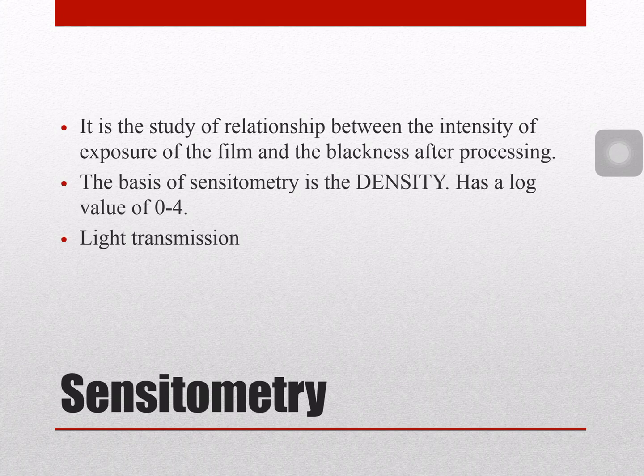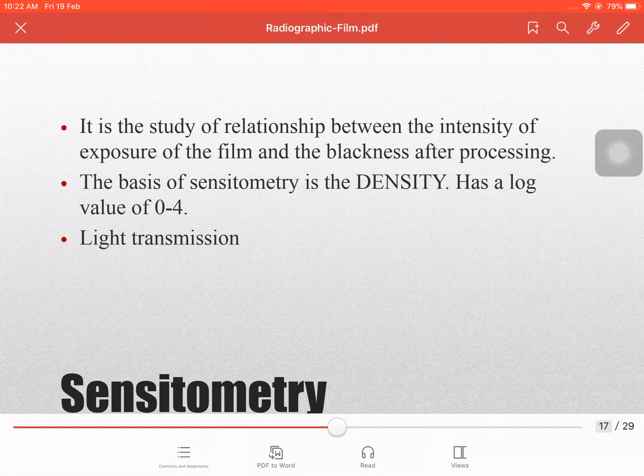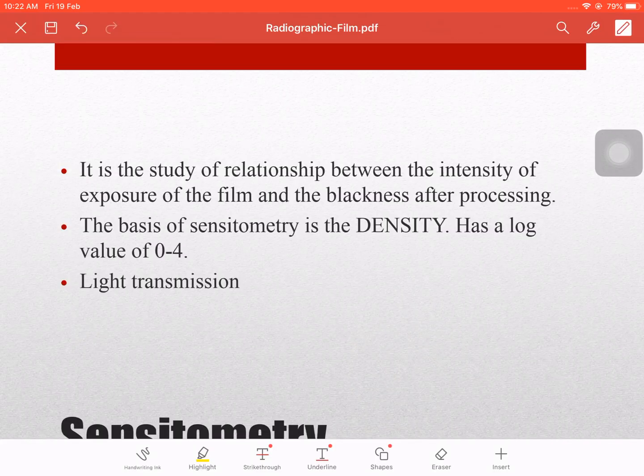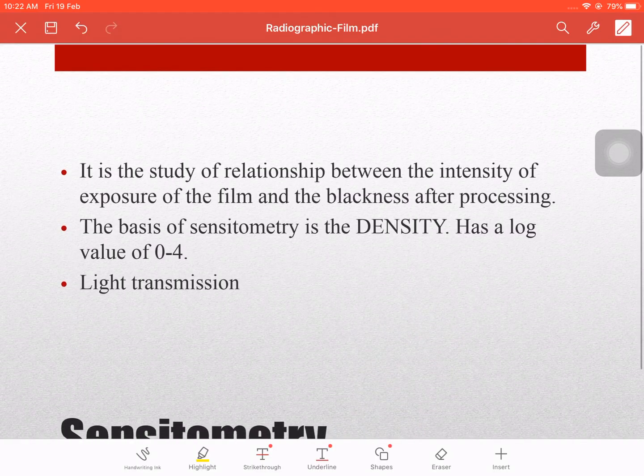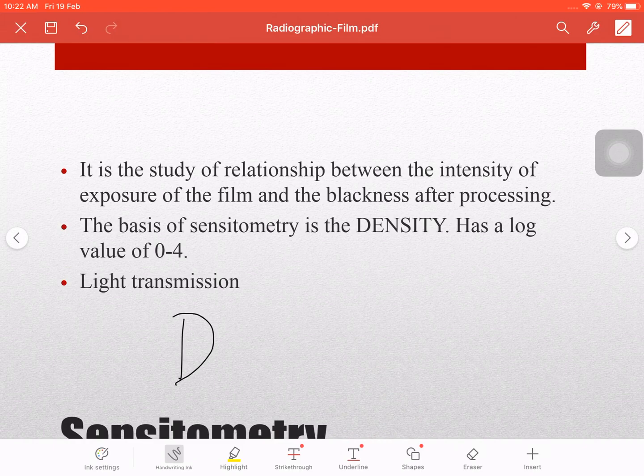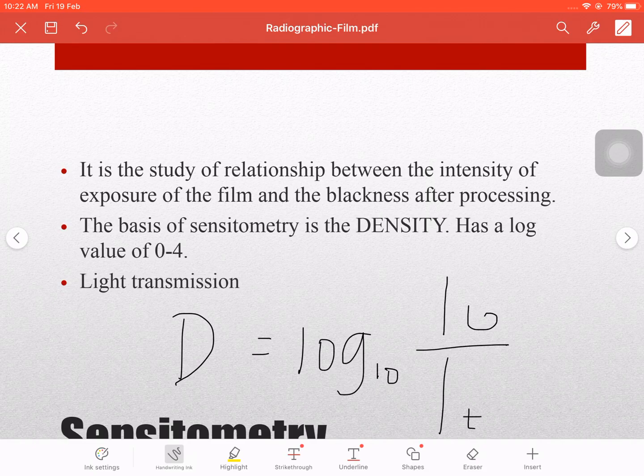Okay. So the basis of density, or the basis of sensitometry, is the density, and it has a log value of 0 to 4. So in sensitometry we have this formula, where D is equal to log sub 10 times initial intensity over initial time.